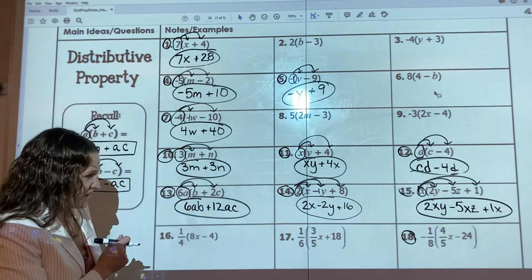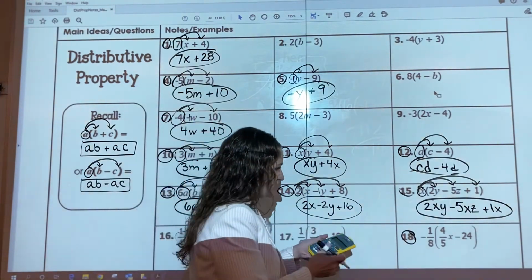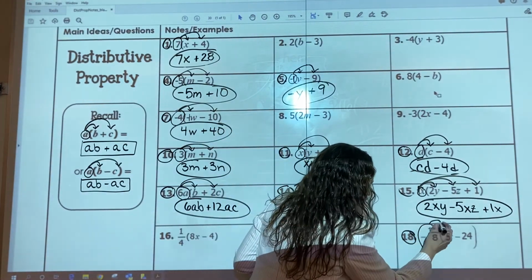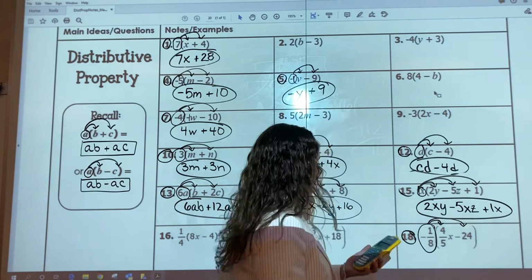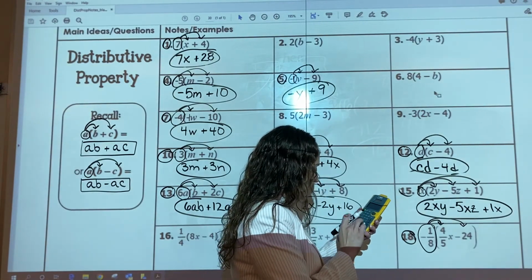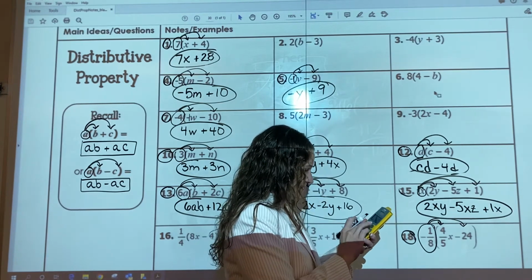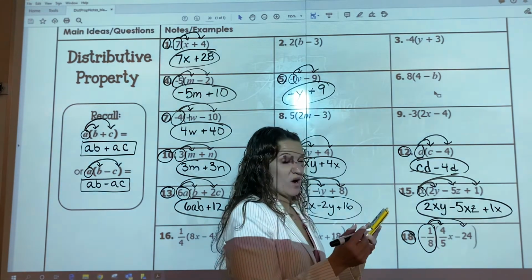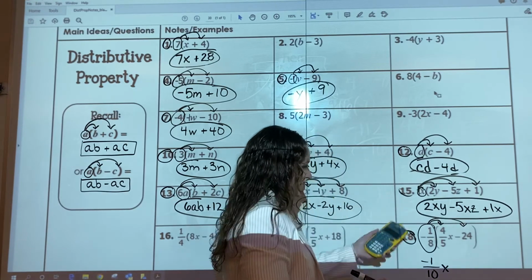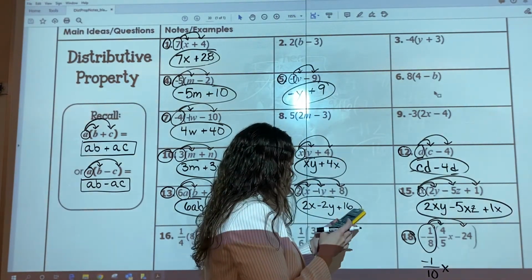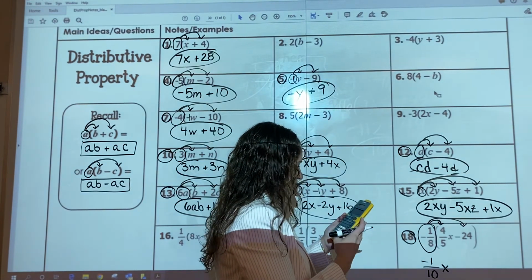Okay, last one. The last one freaks people out because of fractions, but that's why we have a calculator. So I'm going to punch in negative 1/8 times 4/5, see what I get. And then I'm going to do the same thing for negative 24. So I take negative 1/8 and I'm going to multiply by 4/5. Negative 1/10 x. All right, let's do the same thing, but with the negative 24. So I have negative 1/8 times negative 24, positive 3.